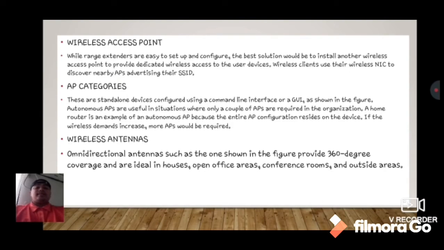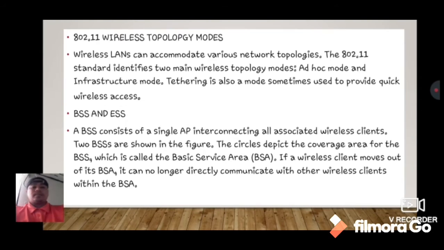Wireless antennas. Omnidirectional antennas such as the one shown provide 360-degree coverage and are ideal in houses, open office areas, conference rooms, and outside areas.